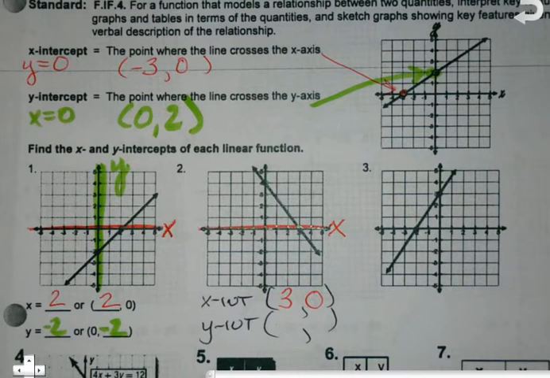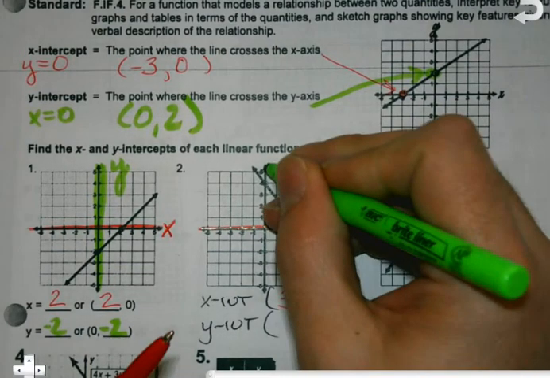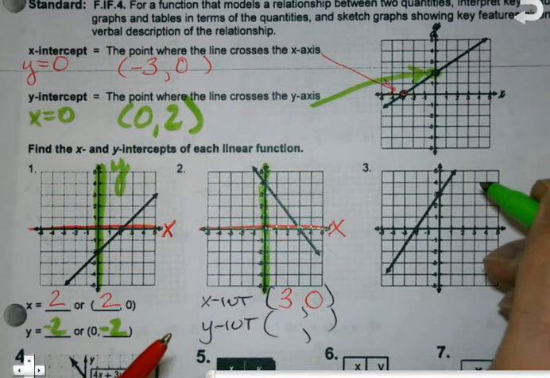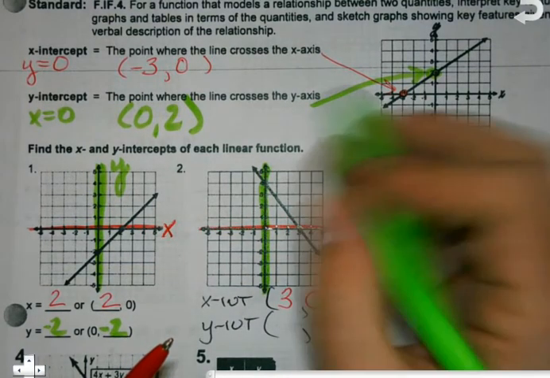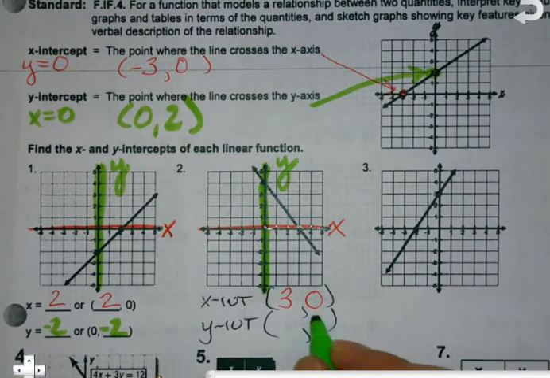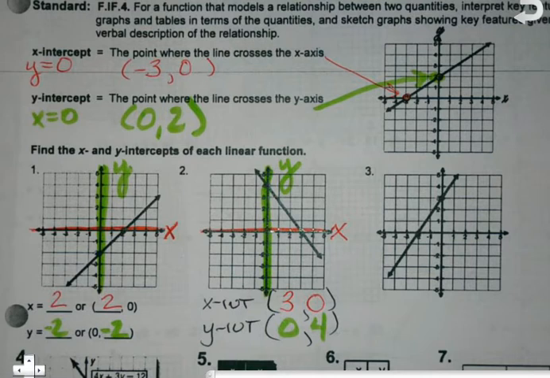So what about the y-intercept? Where's the line cross the y-axis? Where's my dot on the line when it crosses y? 4. So again, the y value is the second one. Just like in the alphabet, you have x and then y. It's the same thing with the coordinate point. X is always going to come before y does.